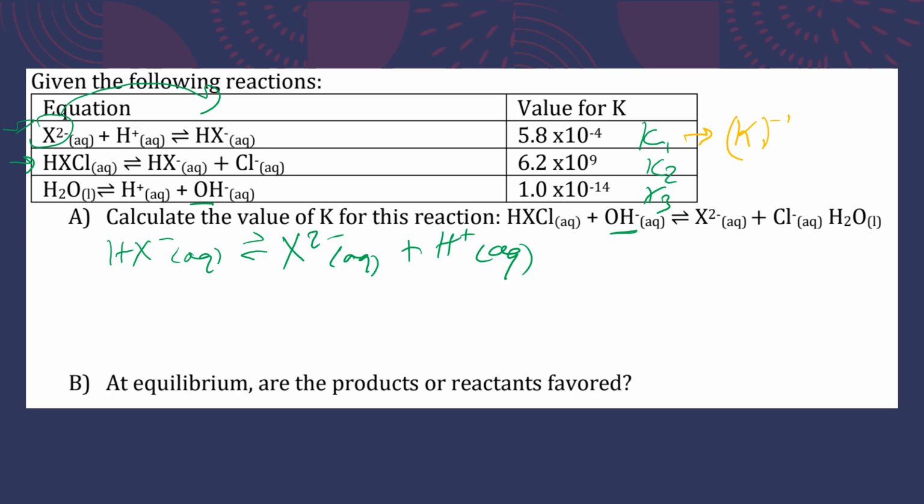Okay, so my second one, I want to keep it the way it is. You can kind of see what the plan is. All right, so I'll keep K2 the way it is. My last one, I want to flip so I can get the hydroxide ions on the reactant side.